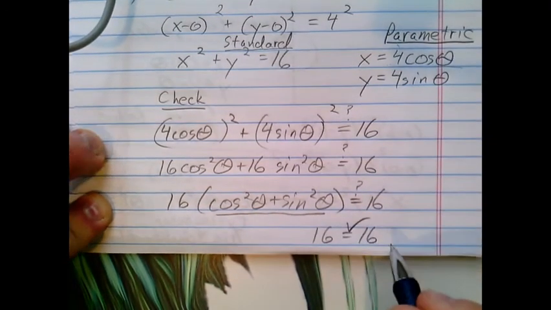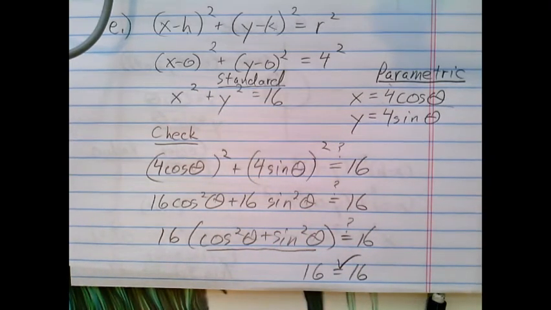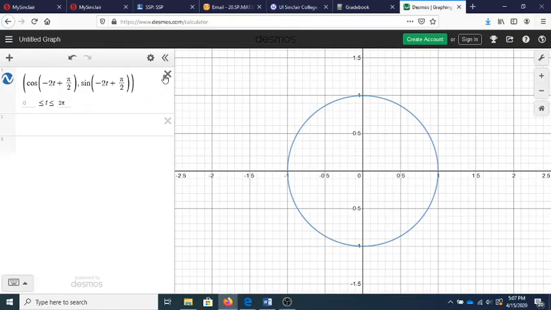So yeah, I get 16 equals 16. And that affirms that this parametric representation should be equivalent to this standard representation. Let's check that out in Desmos. Alright, get rid of all that.